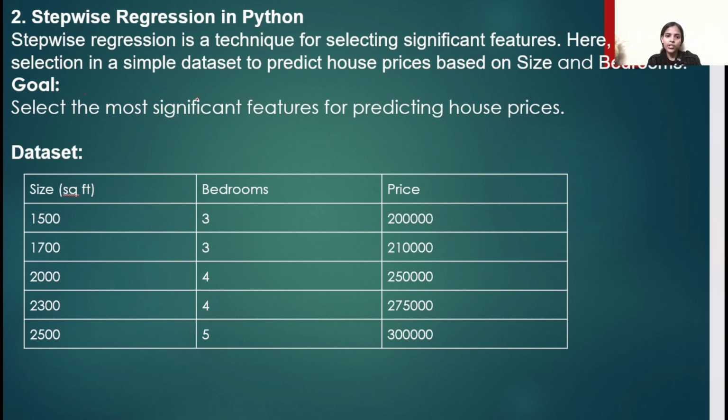So we are using forward selection on a simple data science example where we are predicting house prices based on size and bedrooms. So what is the goal? Select the most significant features for predicting house prices. Here this is the size, this is bedrooms, and this is price. This is our house price data. For 1500 square feet, there are three bedrooms and a given price.